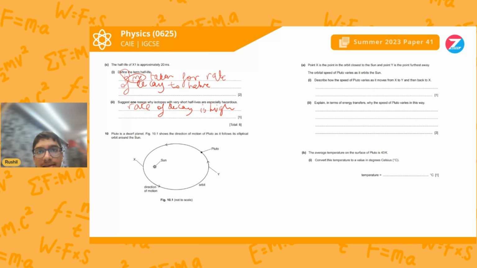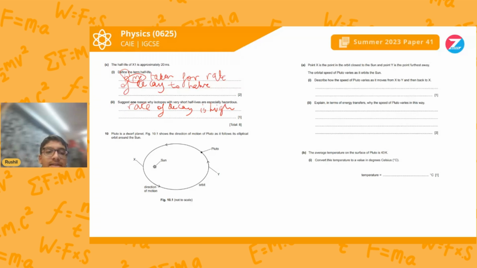Now, this is space. So there's no atmosphere, no air resistance. So there's no other drag force or anything. So we're just dealing with the energy of Pluto itself. So its internal energy is made up of two things: gravitational potential energy and kinetic energy.